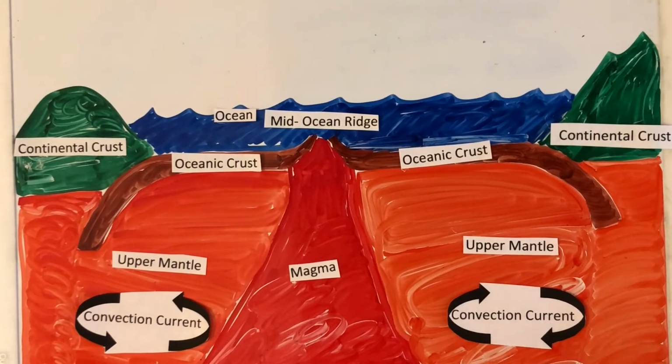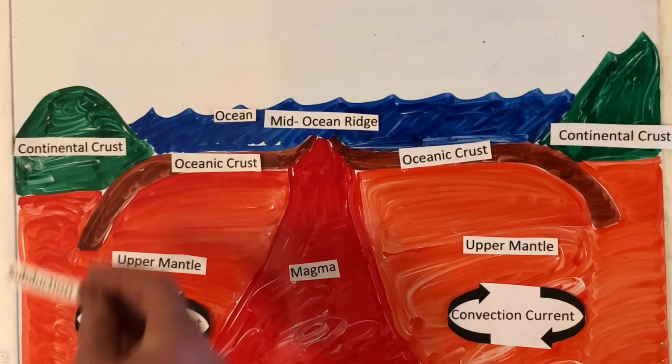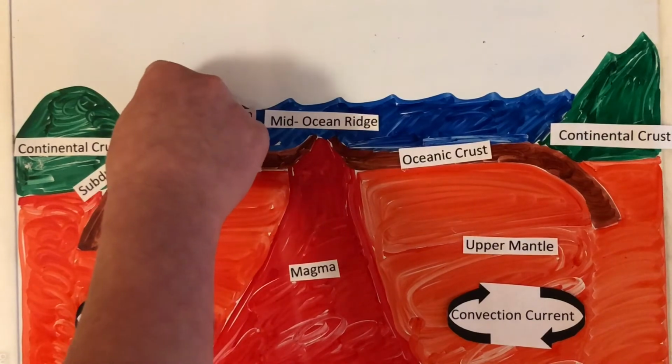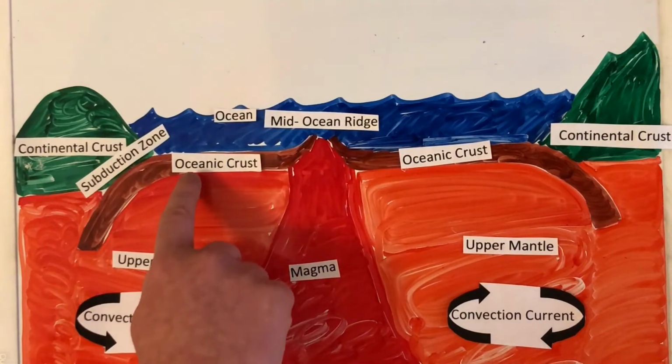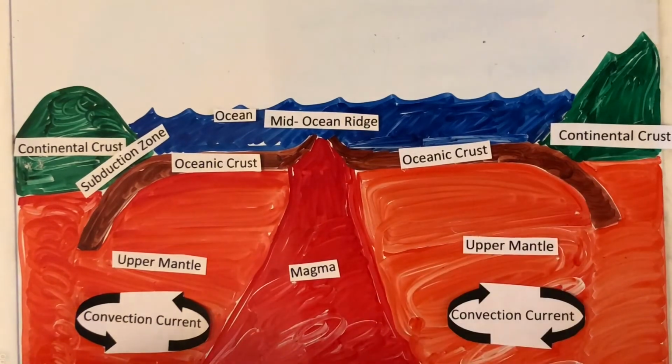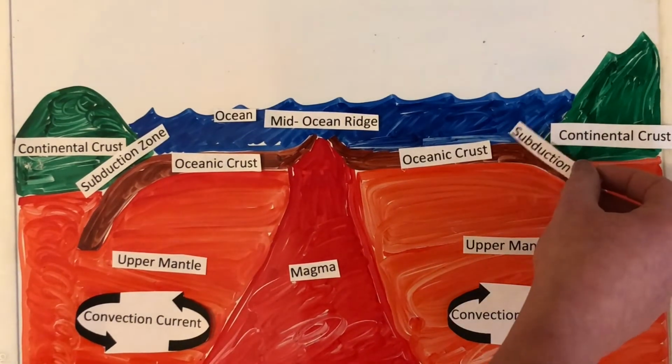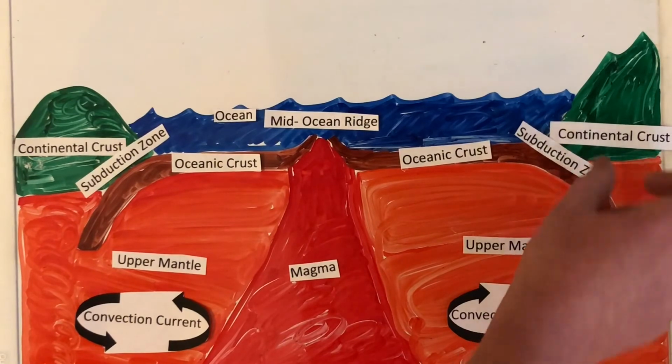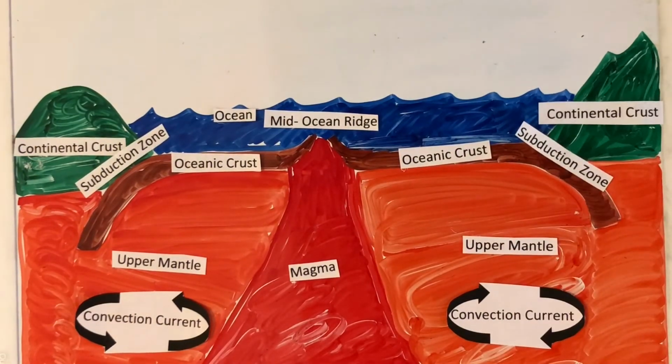And remember, the place where one crust goes below another crust is called our subduction zone, which we can see right here as the oceanic crust is pushed underneath our continental crusts. So we have two subduction zones. Now that we have our model labeled, let's see how convection causes seafloor spreading.